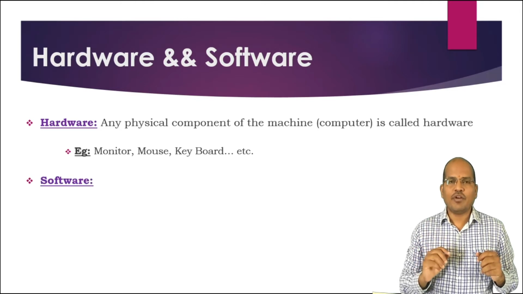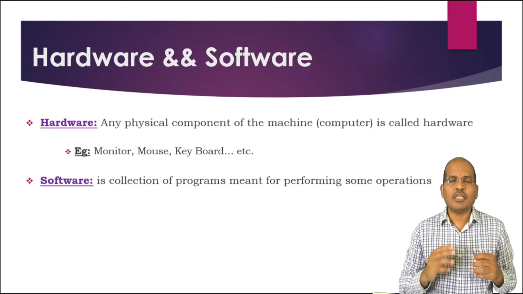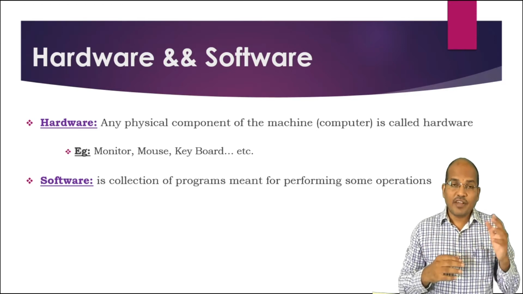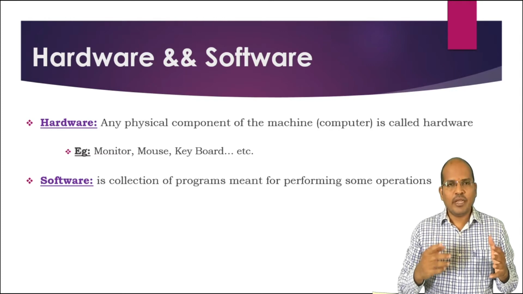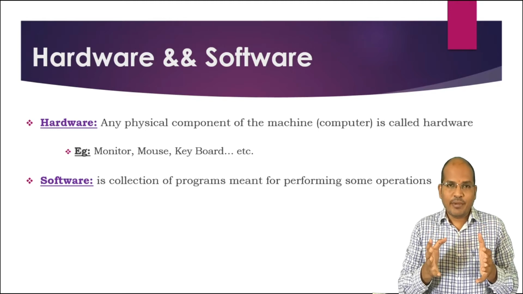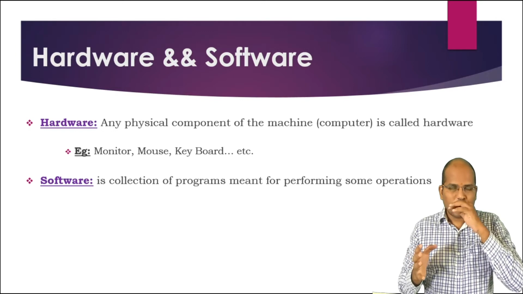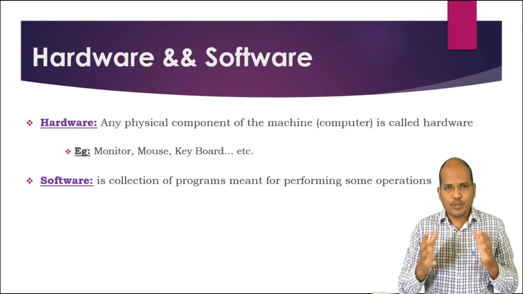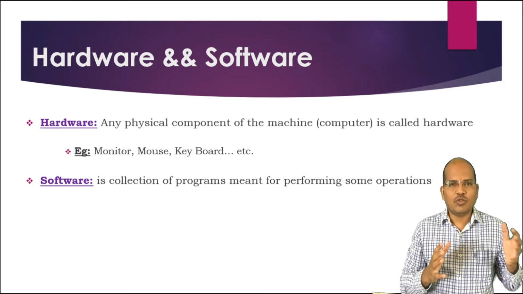Now going ahead, what is software? A software is collection of programs meant for performing some operations. We have seen the word instruction. An instruction is a predefined statement to make the machine perform a task, and set of those instructions put together is called a program, and set of those programs is called as software. So set of interrelated programs put together to perform an operation is a software.